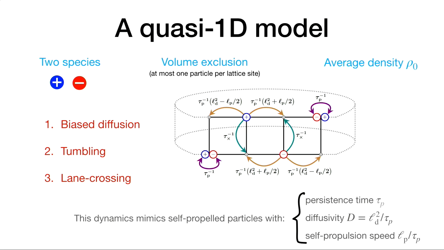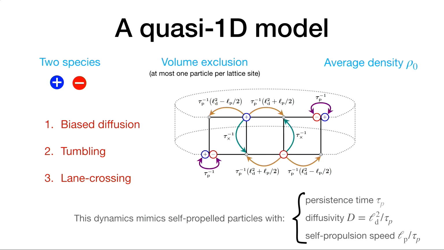Now there is a biased diffusion. A plus particle diffuses to the right with this rate, and diffuses to the left with this rate, with this minus sign and this plus sign. So a plus particle diffuses to the right with a higher rate than to the left. Similarly, a minus particle diffuses to the left with a higher rate than to the right. Instead of writing lambda and gamma, it's useful to write it in terms of this quantity, but it's essentially the same. Okay, so this is one.